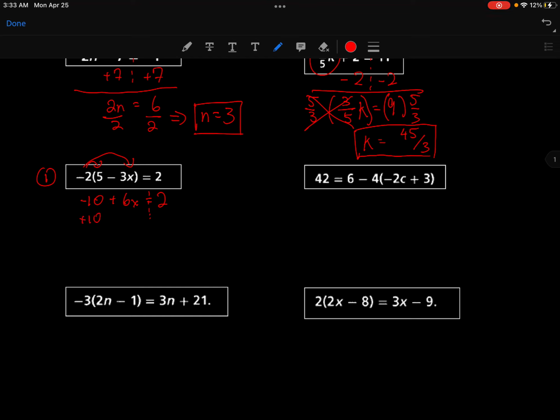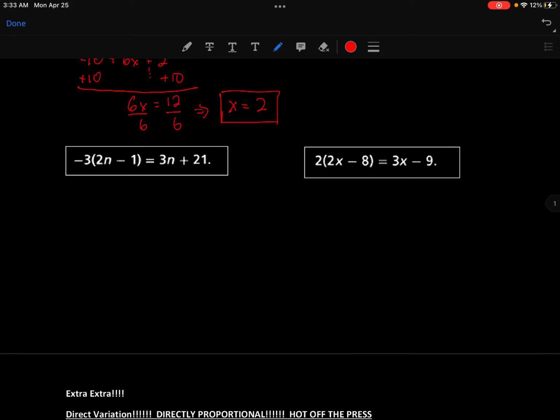Add 10 to both sides. 6x is equal to 12. Divide both sides by 6, and you get x is equal to 2. And you are done. Please do this one by yourself. Pause the video and try that one by yourself.